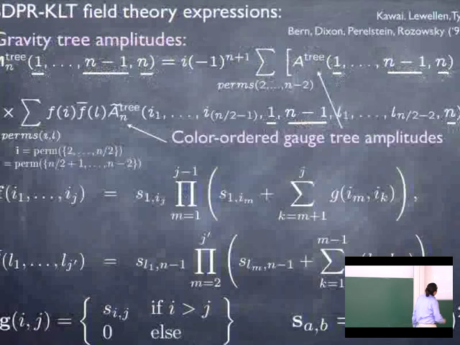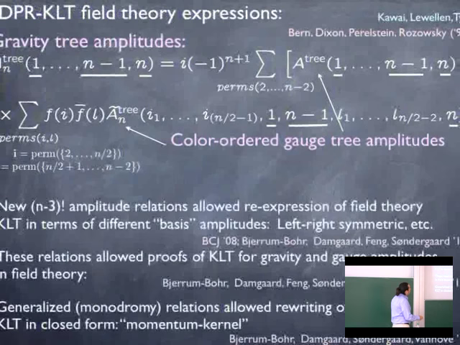These relations weren't proved in field theory until very recently. These were conjectured and tested to some huge number of multiplicity. But after we saw these relations in (n-3)! amplitudes, it allowed a re-expression of these KLT relations into different basis amplitudes, left-right symmetric, and so on. These relations allowed proofs of KLT for gravity and gauge amplitudes in field theory by these fine fellows. And generalized monogamy relations allowed rewriting of string theory KLT into a closed-form momentum kernel.